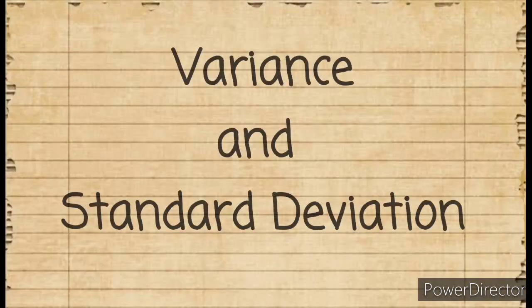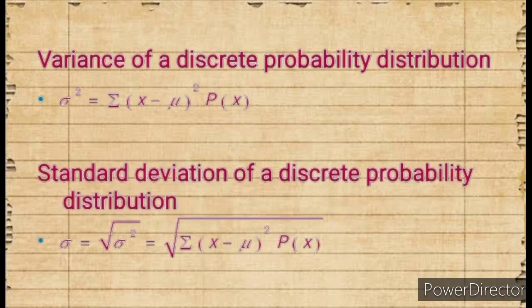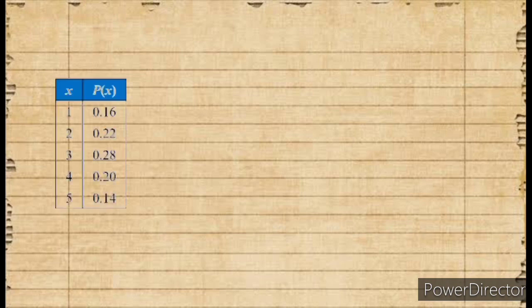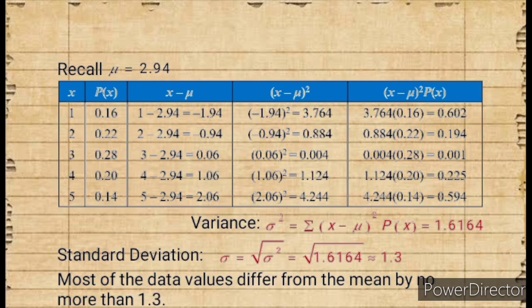Now, for finding the variance and standard deviation of a discrete probability distribution, the formula is given below. Remember that in finding the mean, the variance, and the standard deviation, you need a given x and the probability of x. Say, for instance, these examples will give you the idea on how mean, the variance, and the standard deviation are connected to each other.